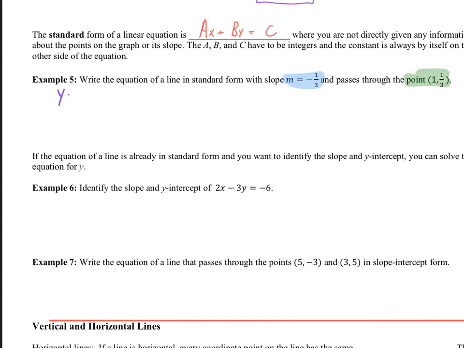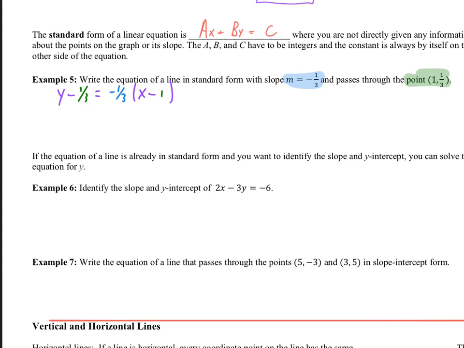So y minus, my y value of my point is 1/3, equals, and then the slope is negative 1/3, and then x minus, and the x value of my point is 1, so x minus 1. So here I have that in point slope form.